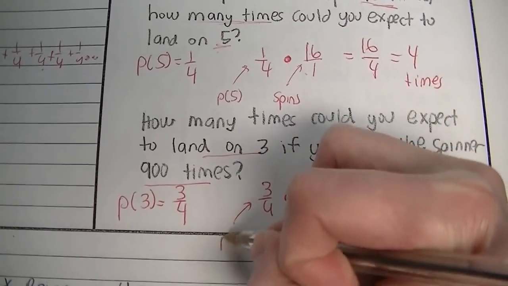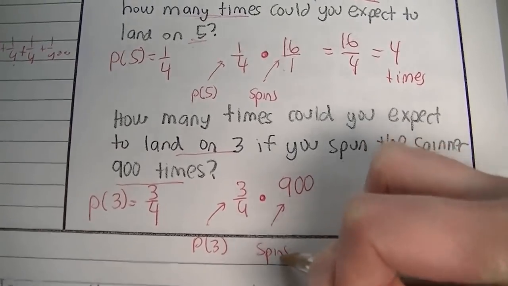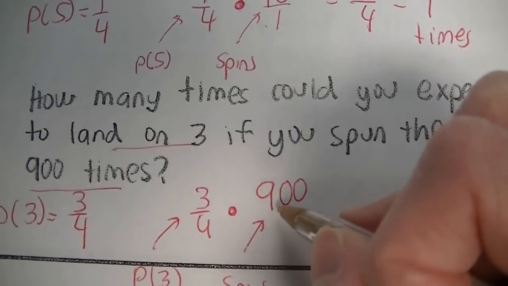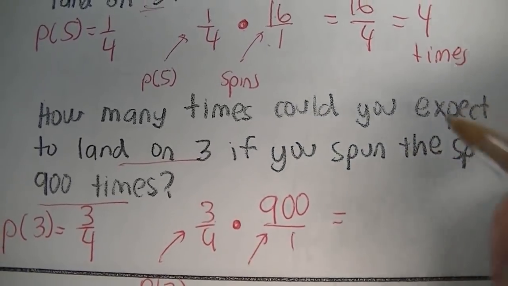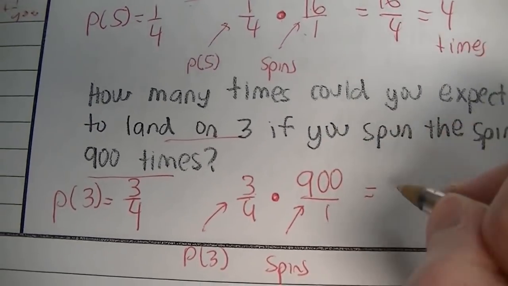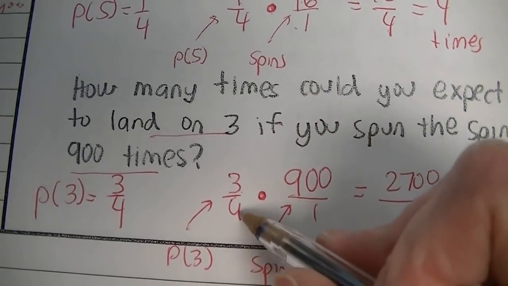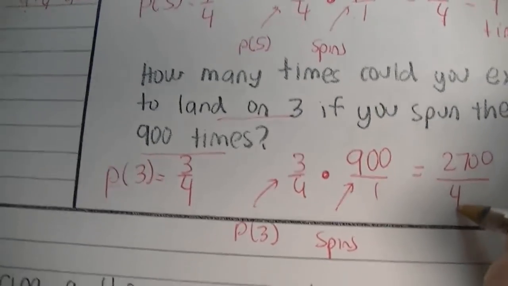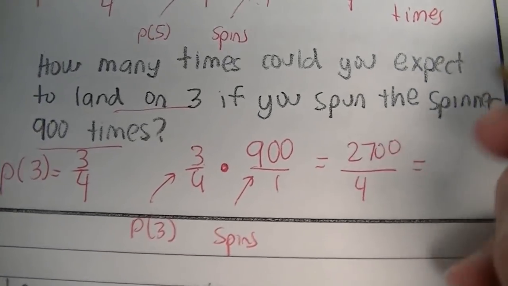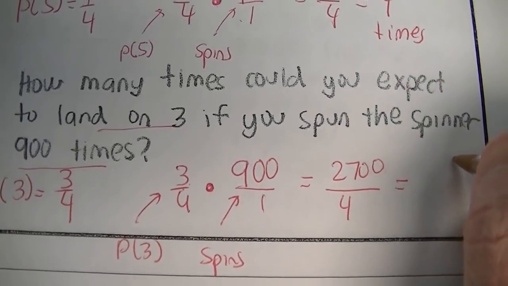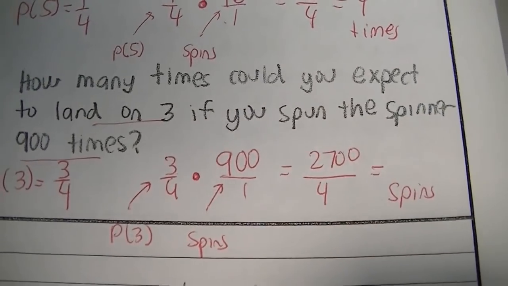Again, this 3/4 represents the probability of landing on a 3. This 900 represents the number of spins. Since I'm multiplying by a fraction, I'm going to make this a fraction just so I can go straight across, so it's really easy for my brain. 3 times 900 is 2,700, and 4 times 1 is 4. Well, 2,700 divided by 4 will give you the number of 3s. What is that? Go ahead and find that. Put your number right there and write spins. What did you get? Figure it out.